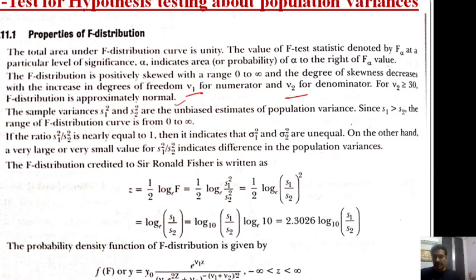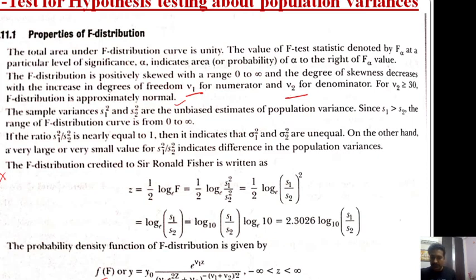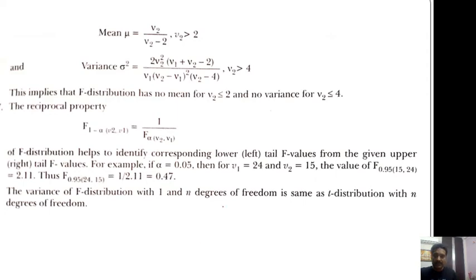Obviously, the distribution credited to Sir Ronald Fisher is written in a particular form, but you don't need to remember this form of the F distribution. It is not part of your syllabus. So you write properties till the fourth point, and the sixth point you can take, like in the sixth point the mean and variance of the F distribution are given.